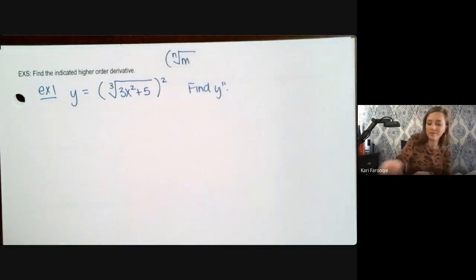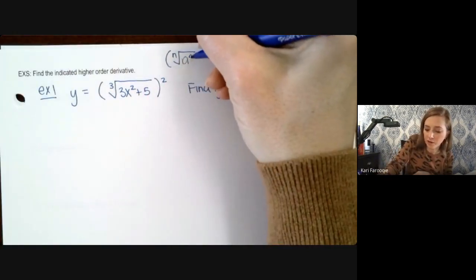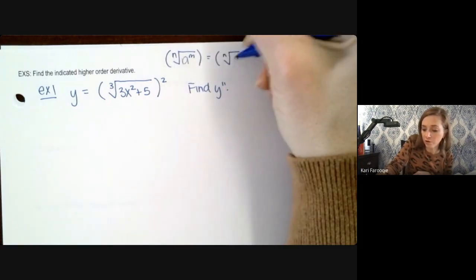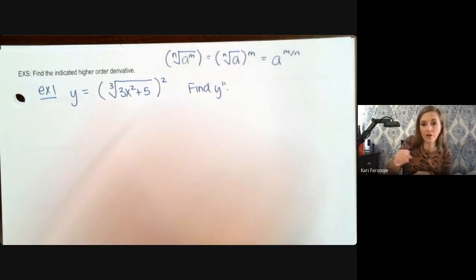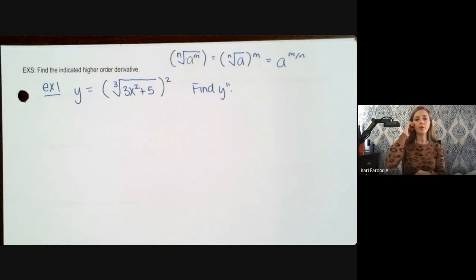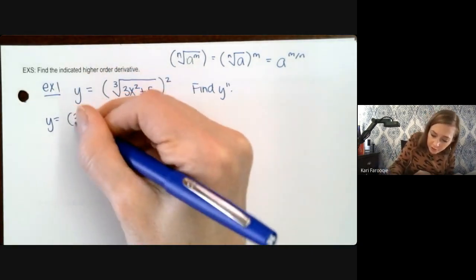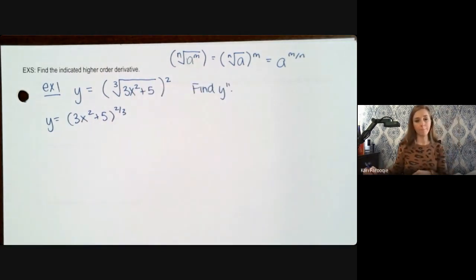Using the wrong variable. It's not a big deal, but I like for this to be consistent. So it's usually a to the m and then nth rooted, which is the same thing as the nth root of a to the m. Remember, we can rewrite that with a rational exponent as long as the index is the denominator of the fraction and the exponent is the numerator of the fraction. So now we'll rewrite our expression y equals, and then we'll have 3x squared plus 5 to the 2/3 power.